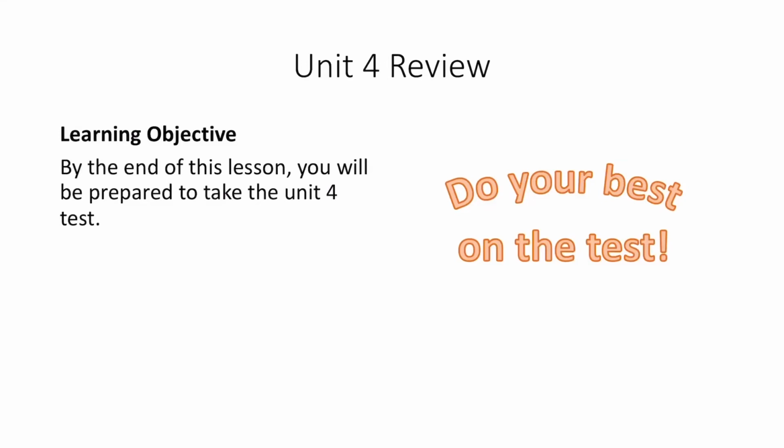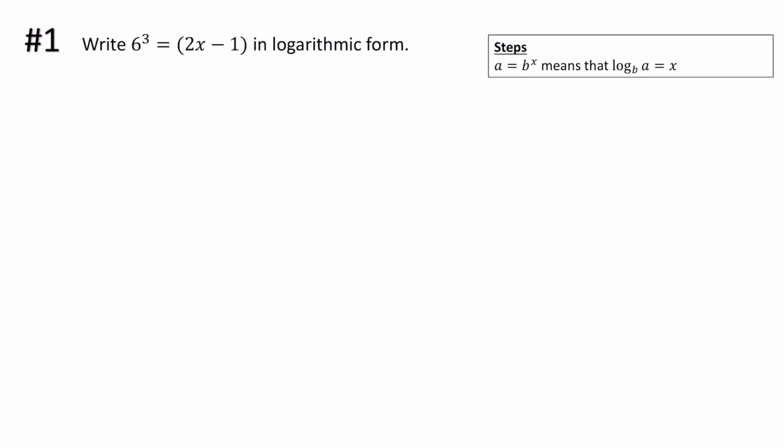So in this video, we're going to go over the problems that are in the Unit 4 test review. So let's rewrite 6 to the third equals 2x minus 1 in logarithmic form. So remember that this is b, this is x, and this is a, right? So if a equals b to the x, that means the log base b of a equals x. So we can also rewrite it using the arrows.